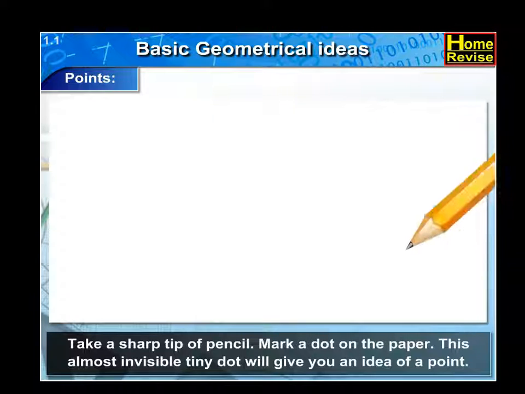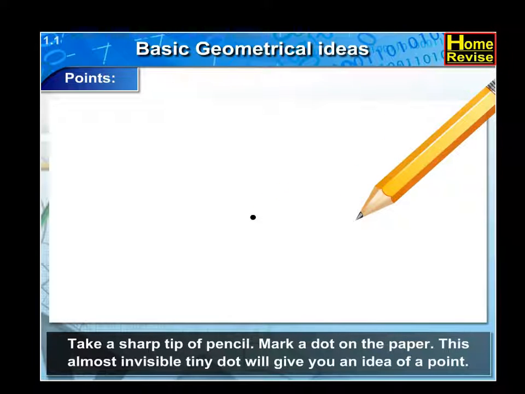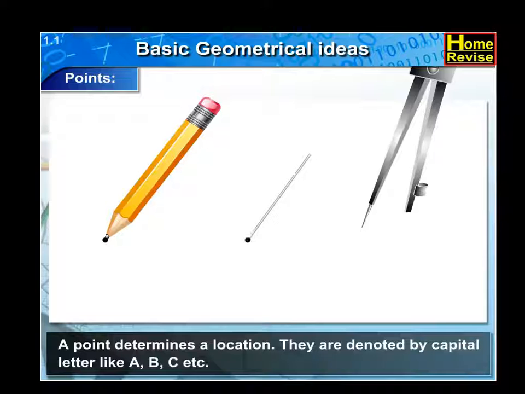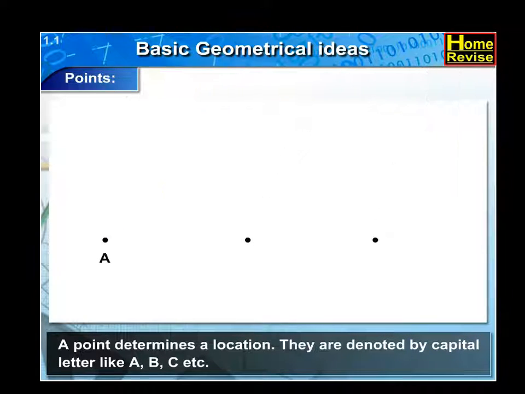Points. Take a sharp tip of a pencil. Mark a dot on the paper. This almost invisible tiny dot will give you an idea of a point. A point determines a location. They are denoted by capital letters like A, B, C, etc.